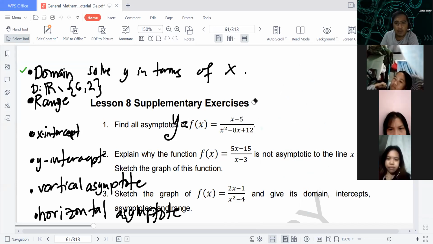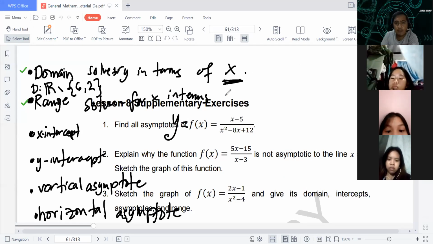So I think domain is already clear. Again, you are looking for the possible values of x. Well, for the range, if you are looking for the range, class, you should solve for x in terms of y. Babaliktad. Dapat x lang ni in terms of y. Okay? So that's it. That is for the range.